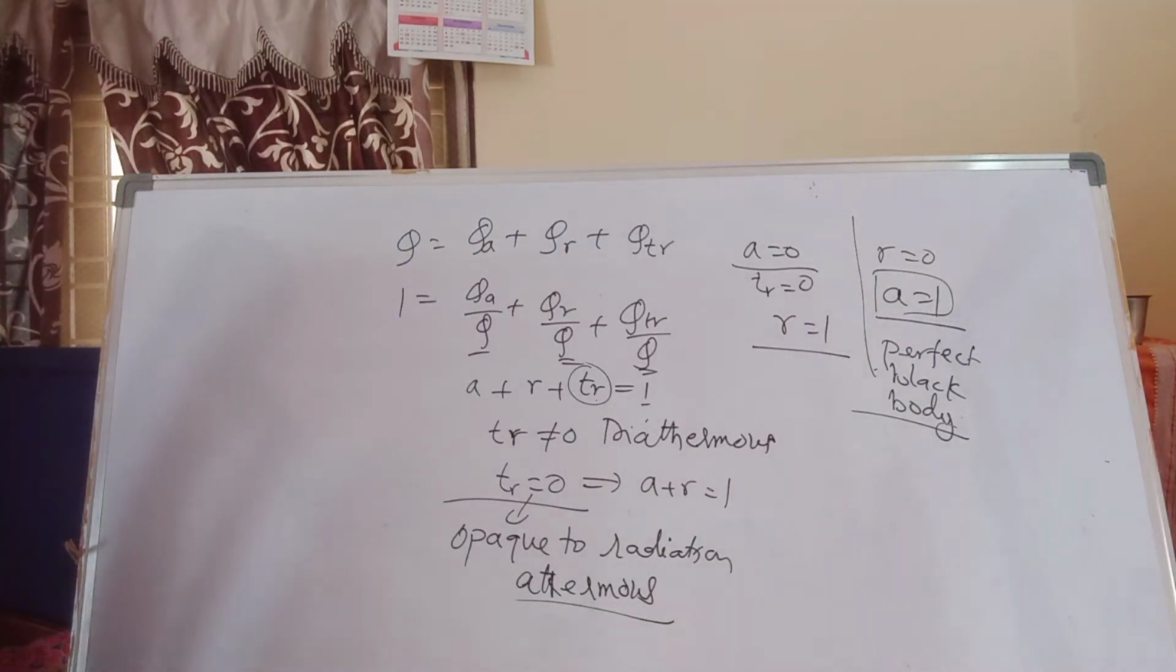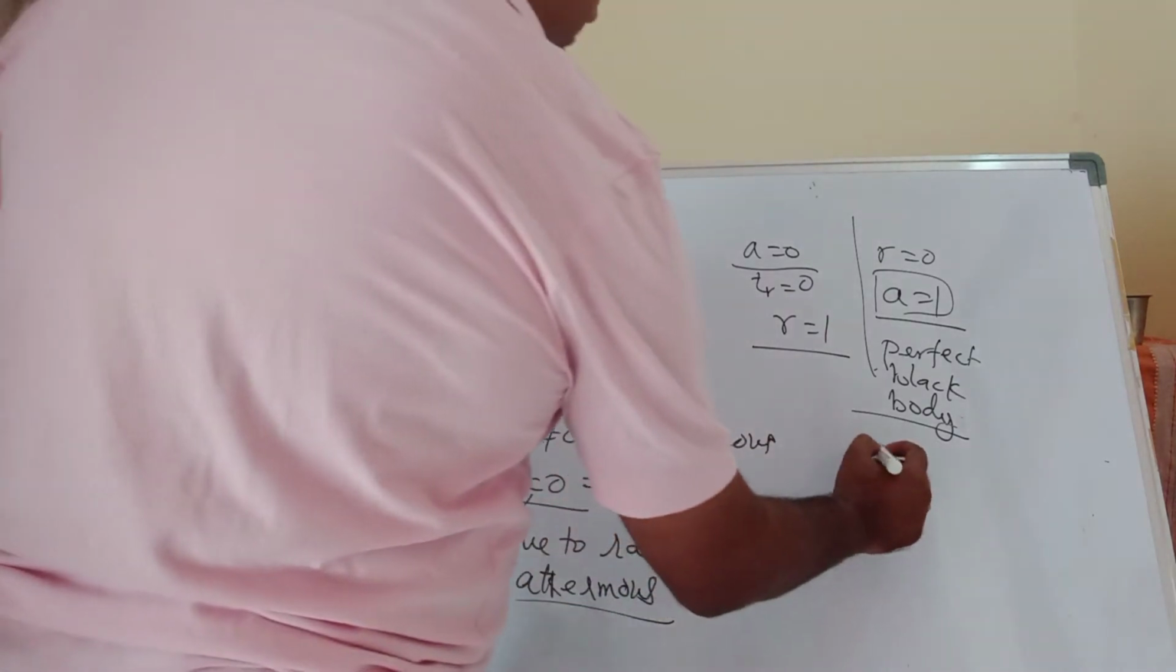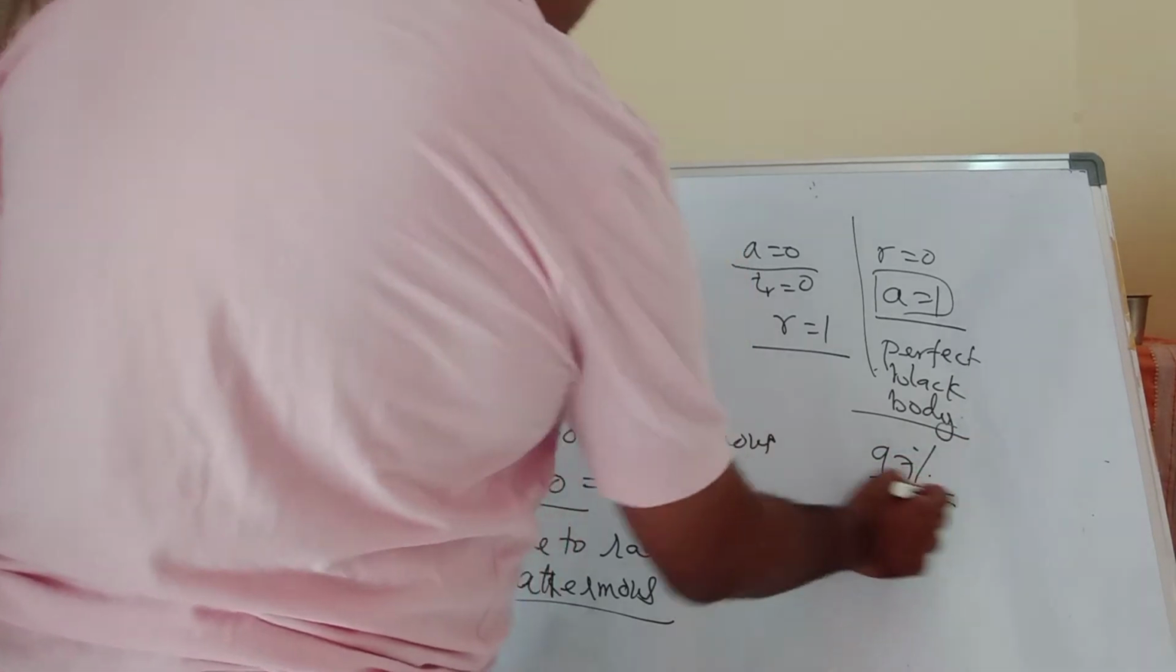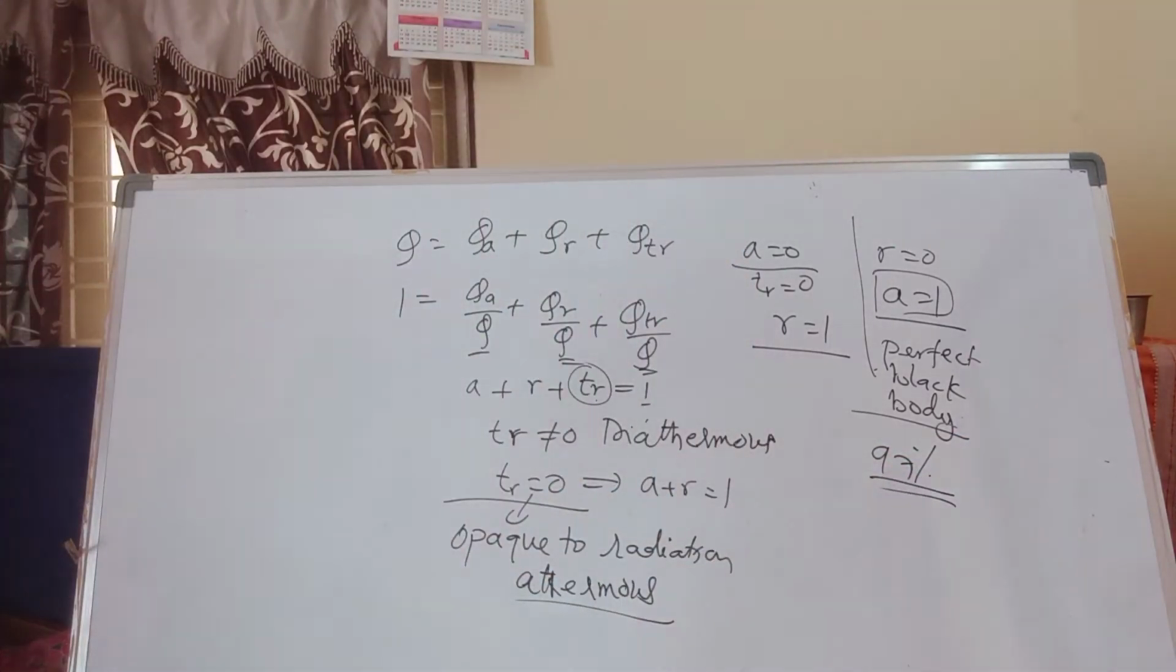So it is an ideal situation. Such type of things is not there. One lamp black is there. It absorbs 97% of the heat. Okay, it is very close to the perfect black body. So these are some points.